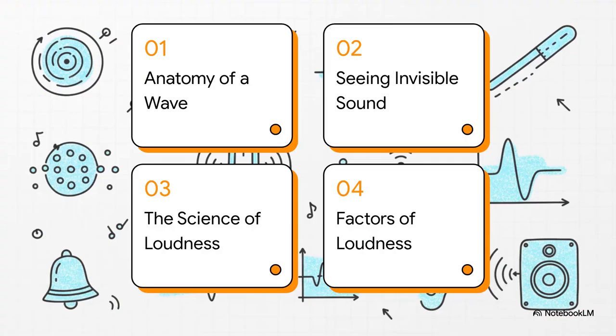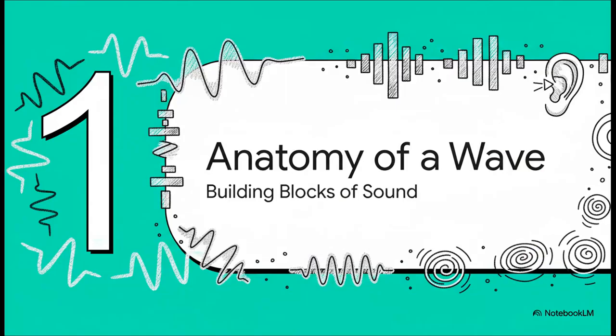All right, so here's our game plan. First, we're going to look at the basic anatomy of a wave. Then we'll figure out how you can actually see something invisible, like sound. After that, we'll connect those pictures to the science of loudness, and finally, we'll touch on a few other things that change what you and I hear. Okay, let's dive right in.